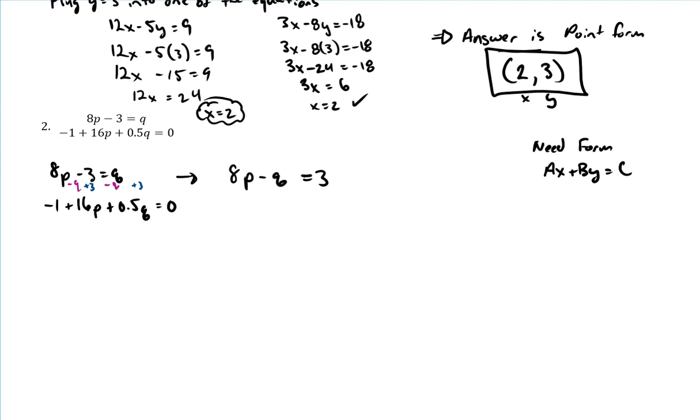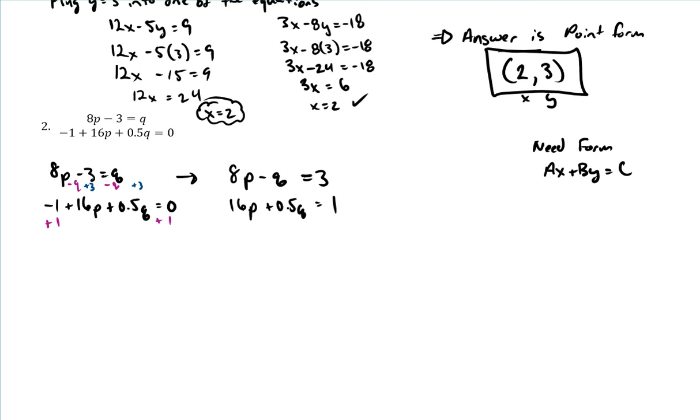And then this one's almost in the correct form. It looks like all we have to do is just add the 1 to both sides because the p and q are already together on one side. So we have 16p plus 0.5q equals 1.